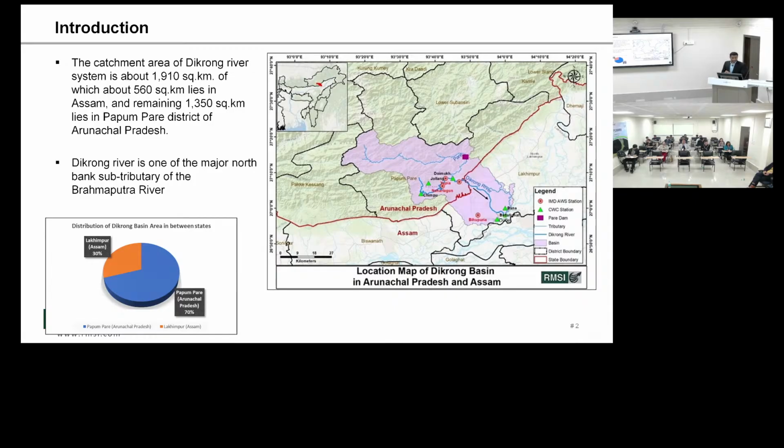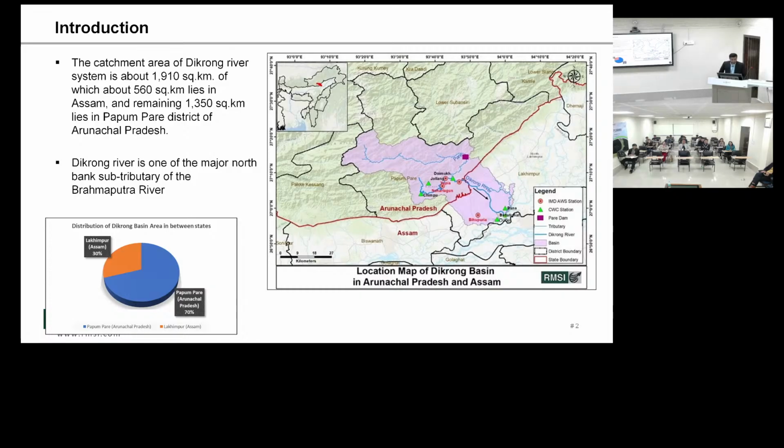The Krong River is a sub-tributary of the Brahmaputra River. Actually, it first joins the Subansiri, which is a major tributary of the Brahmaputra. I don't know if it is clearly visible. So it is joining over here, near Majuli Island. Not Majuli Island, there's some district.